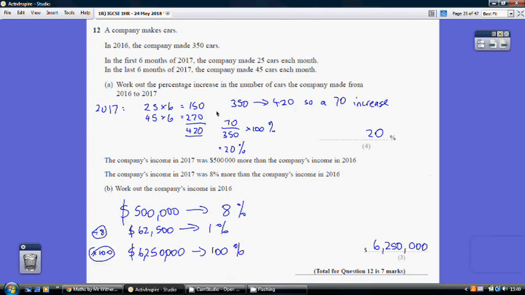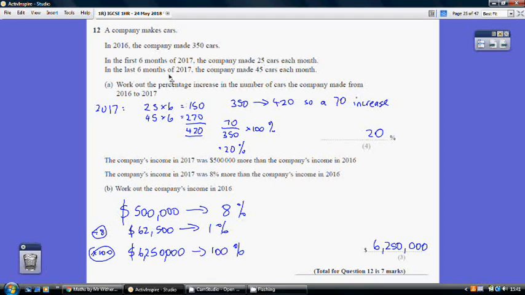So let's start off by working out how many cars were actually produced in 2017. For the first 6 months we're making 25 cars each month. So how many cars is this in total? Well, 25 times 6 is 150.